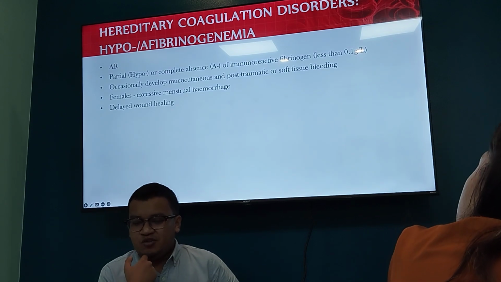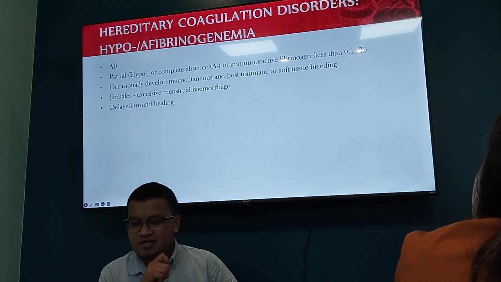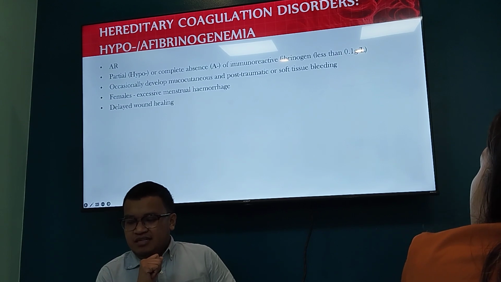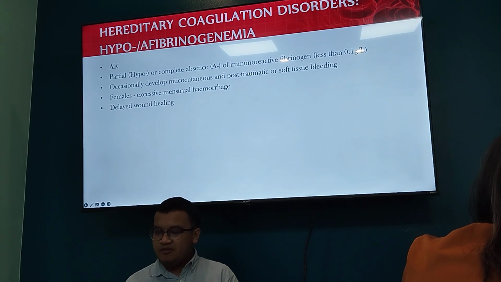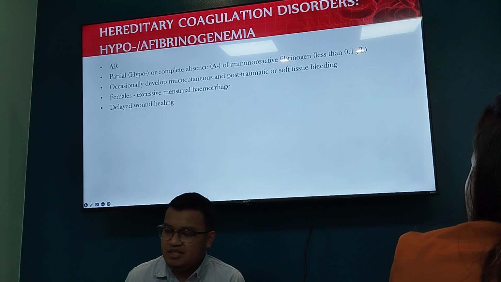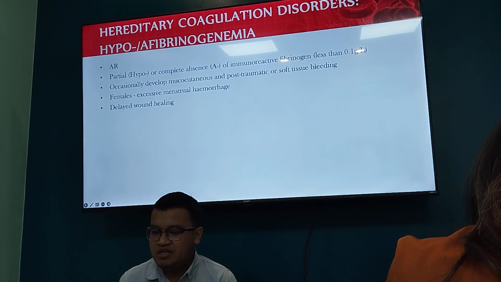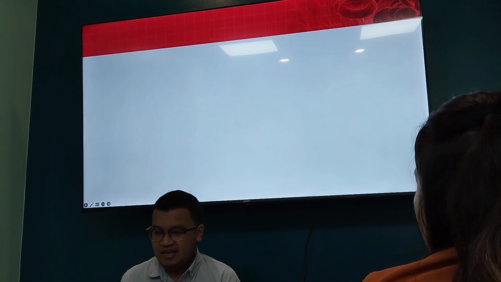Alright. So, it is an autosomal recessive coagulation disorder characterized by partial or complete absence of fibrinogen. These patients can occasionally develop mucocutaneous or post-traumatic or soft tissue bleeding. Females have been reported to have excessive menstrual hemorrhage, and delayed wound healing has also been witnessed in some of these patients. Konti na lang.